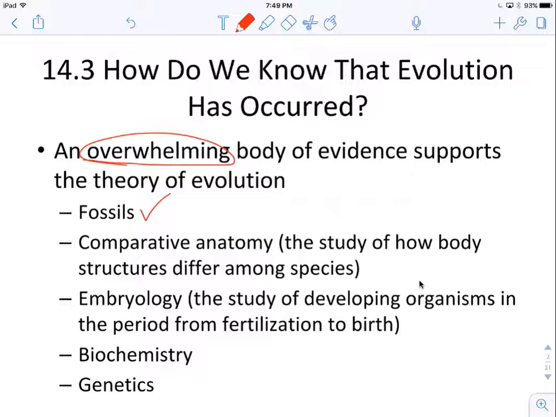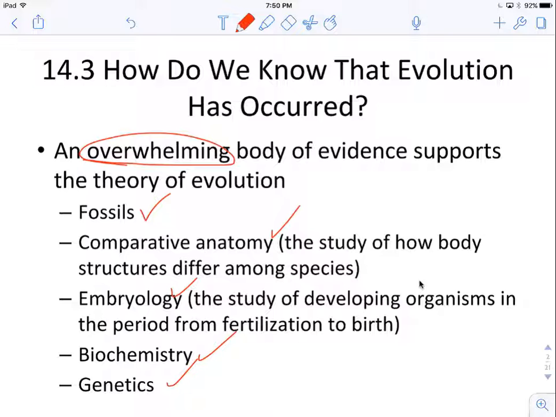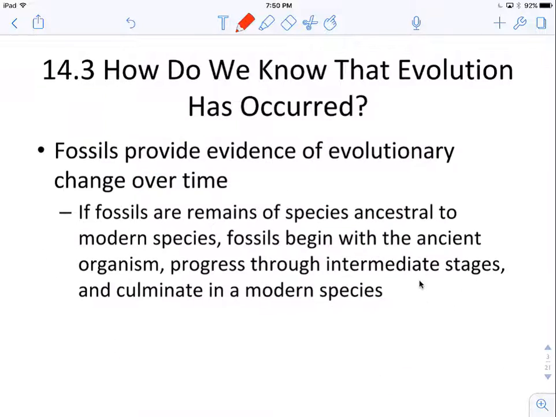Things like fossils, comparative anatomy, embryology, biochemistry, genetics. So many things support the theory of evolution. Can you see that? I don't know. Okay. So let's continue on and talk about these. So first, we're going to talk about fossils.